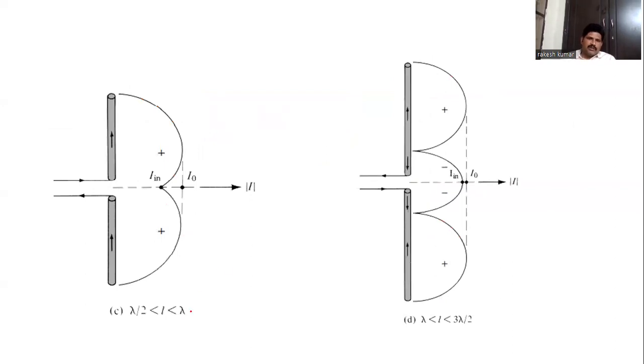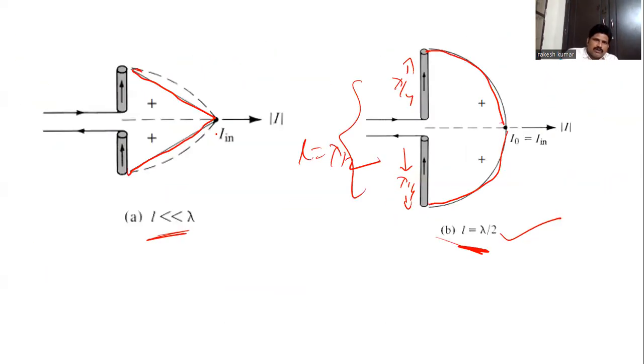Similarly, this is for L equal to lambda, and this is for 3 lambda by 2. Like this, you can construct the radiation pattern of a thin wire for any length. The expression is generally I equal to I0 sin(beta L), where beta equals 2 pi by lambda, and you can take the length for any value. This is a very important question.